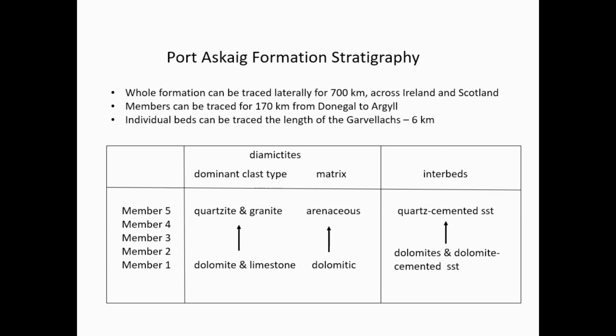Likewise, the interbeds between the diamictites change from predominantly dolomites and dolomite cemented sandstones upwards into quartz cemented quartzitic sandstones. These changes can be seen throughout the outcrop, and in the central area from Donegal to Argyll, it's possible to divide the formation up into 5 individual members on the basis of these characteristics.